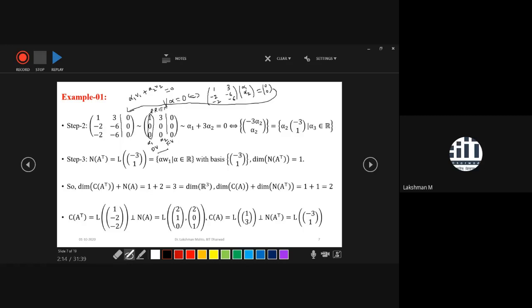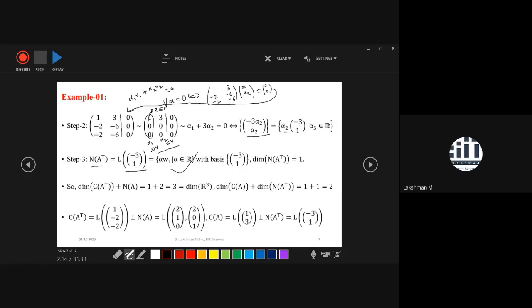Having come across the pivot and non-pivot columns, you write alpha 1 in terms of alpha 2. So your solution space looks like minus 3 alpha 2, and the second coordinate is alpha 2. We take alpha 2 common. So the solution space of this homogeneous system V alpha equal to 0 is just a scalar multiple of the vector minus 3 1. That means you got the null space of A transpose. This is a line passing through the origin with direction minus 3 1.